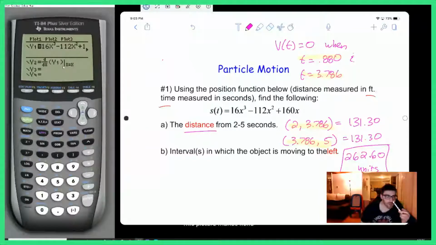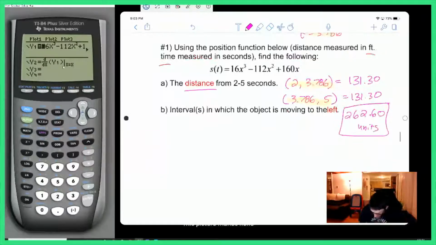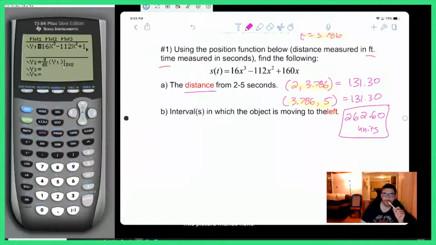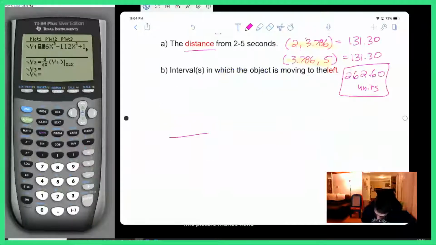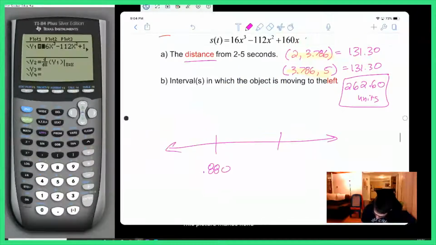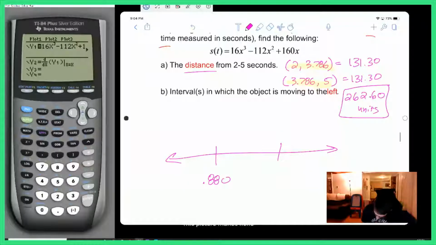So I think we are caught up in the chat. Let's keep going. Intervals in which the object moves left. Okay, well, this isn't too bad. We've already established the points at which the velocity is 0. So I know that at 0.880 and 3.786, the particle is going to change direction. So stop and then change direction. So I know that I need to make a sign chart of the derivative. I need to test 0.880, and what's the other one, 3.786?